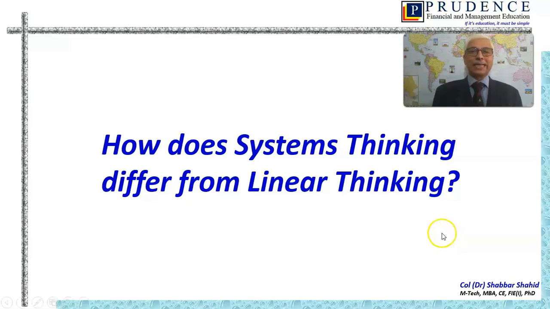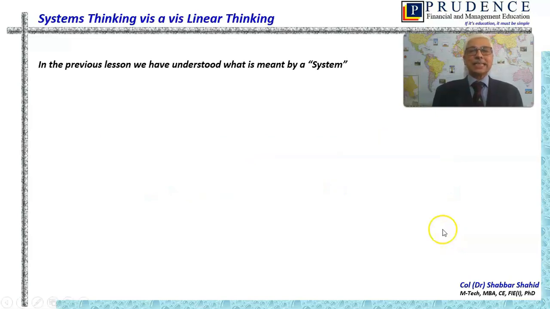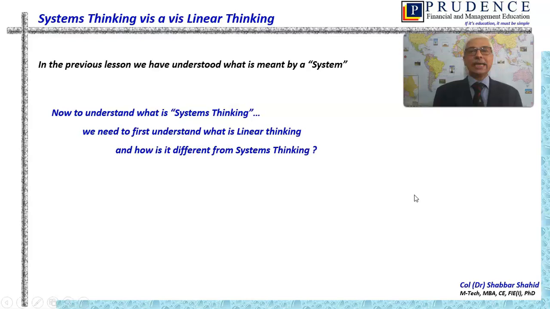So welcome back. Now in the previous lesson, we have understood what is meant by a system. We shall now try to understand what is systems thinking. But as I said earlier, for a better understanding of light, we need to understand the difference between light and darkness, isn't it? So let me explain to you the difference between systems thinking and linear thinking.